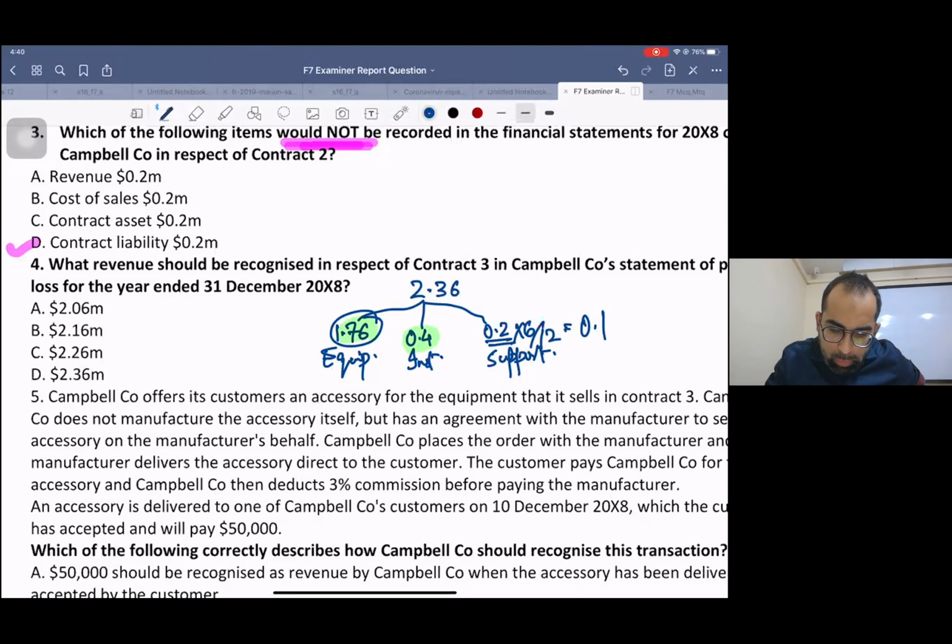So how many things can you book in this year? You can book these three: 1.76, 0.4, and 0.1. 1.76 plus 0.4 plus 0.1, the answer is 2.26. This is your answer.